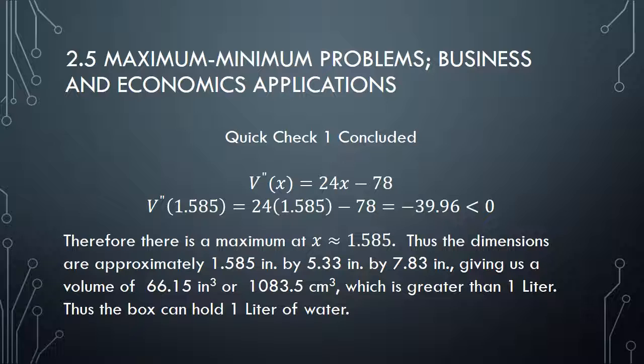Converting that to cubic centimeters, we get 1,083.5 cubic centimeters, which is greater than a liter because a liter is 1,000. So the box could hold 1 liter of water.